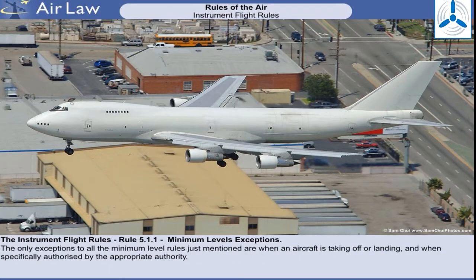The only exceptions to all the minimum level rules just mentioned are when an aircraft is taking off or landing, or when specifically authorized to descend below the established minimum levels by the appropriate authority.